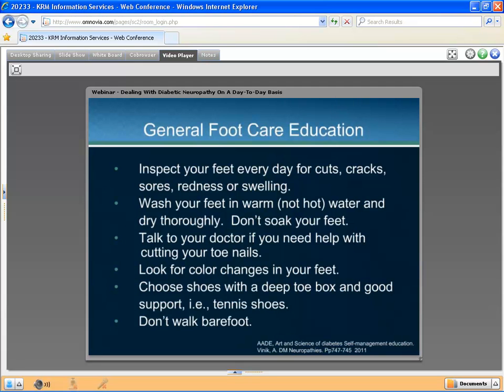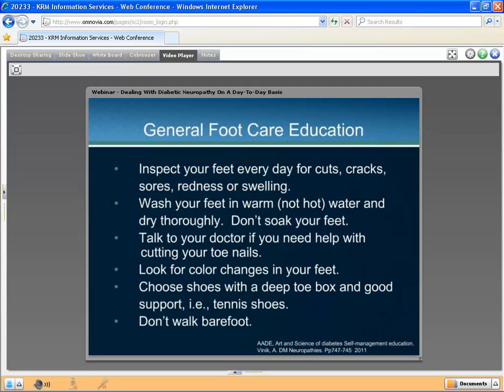So when I'm talking to a patient, what do I say to them? I want to be sure that they are looking at their feet every day, looking for cuts, cracks, sores, redness, swelling, anything that doesn't look quite right. And that person who can't get down there to see the bottom of their feet can put a mirror up against the dresser and hold their foot in front of that mirror to have that inspection. Wash their feet in warm water, not hot. Be sure they dry them very thoroughly. Don't soak them. Don't sit in the jacuzzi for more than 10 or 15 minutes.